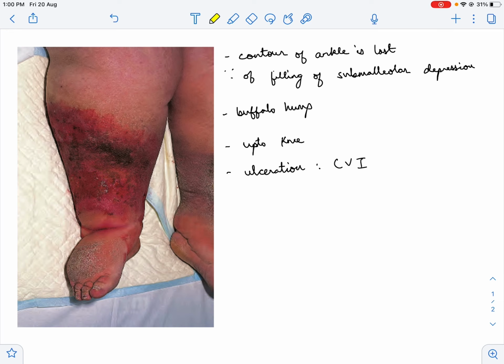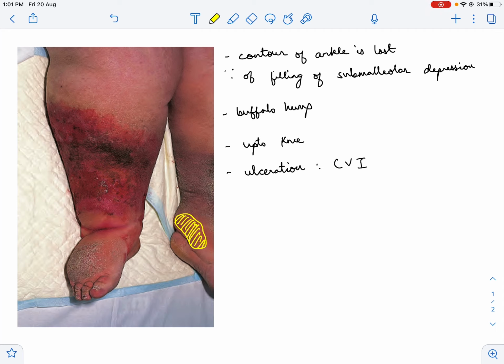Now there are two beautiful diagrams given in Bailey which illustrate the various clinical features of lymphedema, and looking at these diagrams we can also understand the complaints that the patient will have. So first you notice that the contour of the ankle is lost. Usually there is a depression beneath your malleoli. The malleoli look like they are protruding from the lower limb, and there's a depression beneath it. But in lymphedema, there is no submalleolar depression.